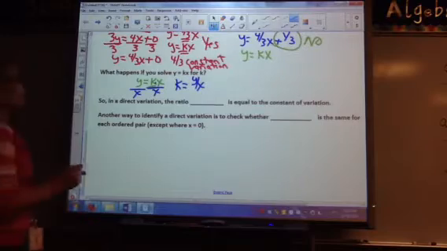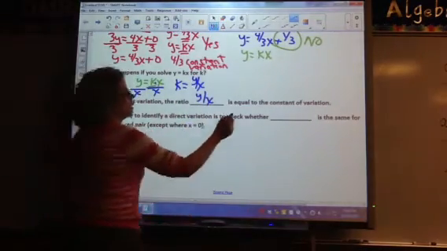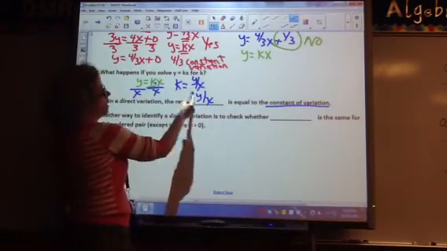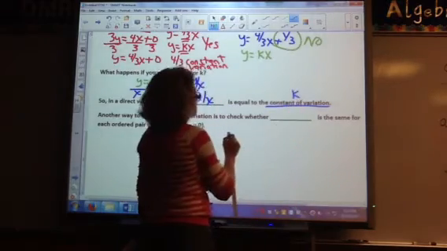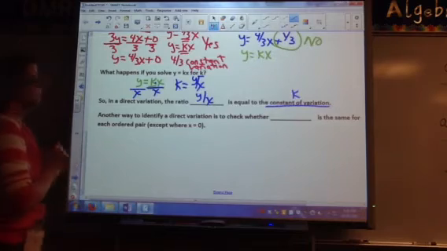So in a direct variation, the ratio y over x is equal to the constant of the variation. We just proved it right here. Our constant variation is our k. So if we solve for k, you get y over x.